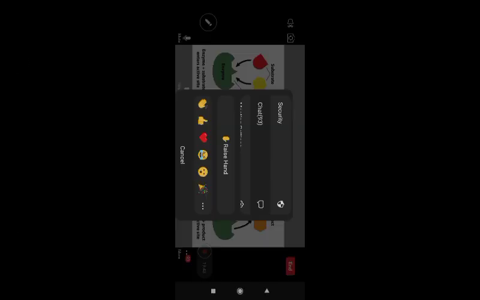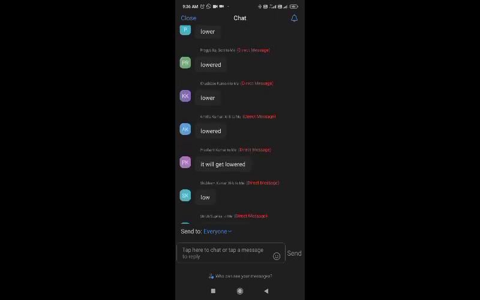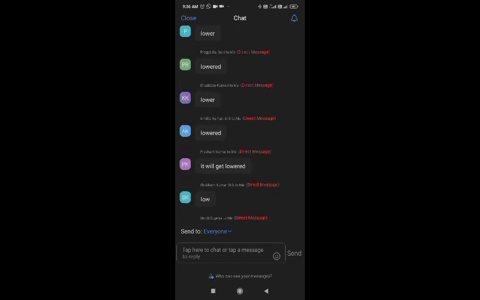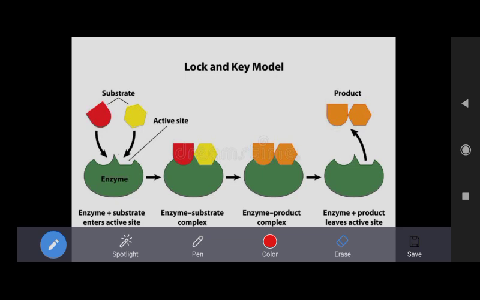Just a moment, let me see the response. Okay, yes. It will be lowered. Yes, correct. Okay, it will be lowered. Now, in the very next step, the enzyme substrate complex is converted into the enzyme product complex, and at the final stage, the product will get separated and leaves the active site, and the enzyme remains unchanged during this process. And this hypothesis is called the lock and key model.